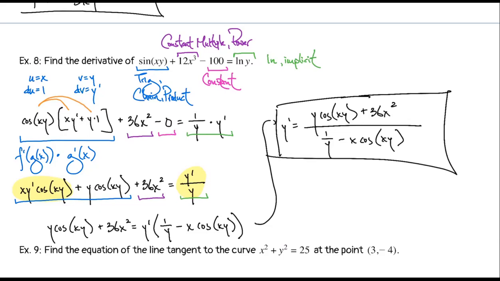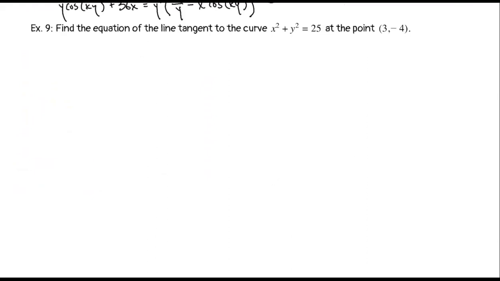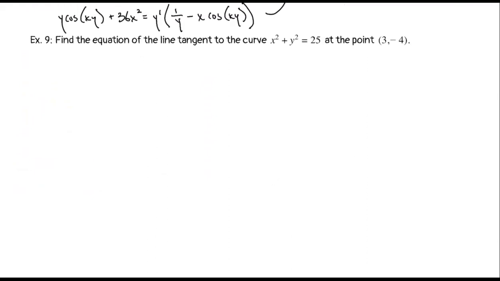All right. I don't know if there's no questions or too many questions, but either way, let's take a look at example 9 here. You can always ask questions later on. So this last question is: find the equation of the line tangent to the curve x squared plus y squared equals 25 at the point (3, -4).